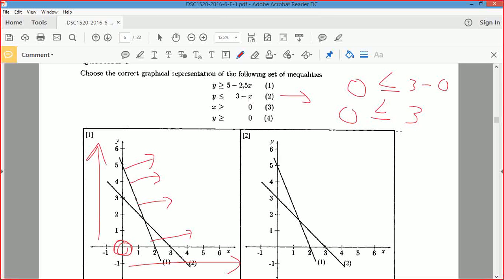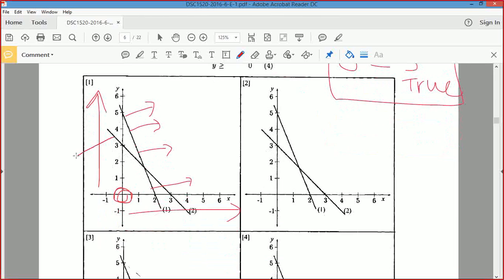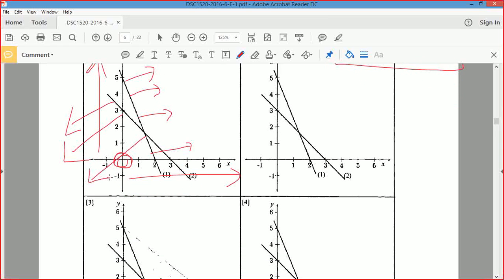True or false? True. Sorry. Okay, 0 is less than 3, so that is true. That means I must have points on this side of that line. So where's the feasible region? There's the feasible region.